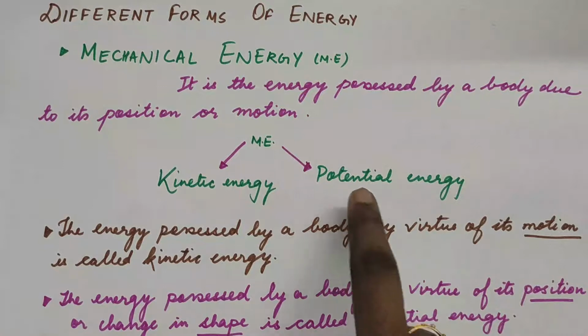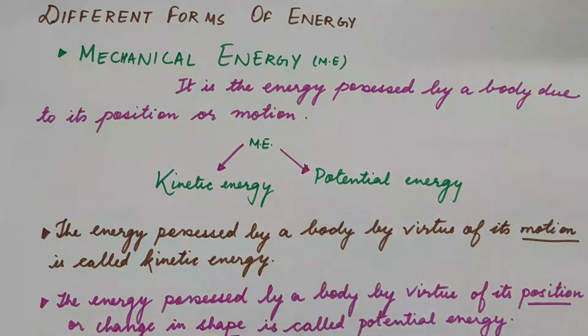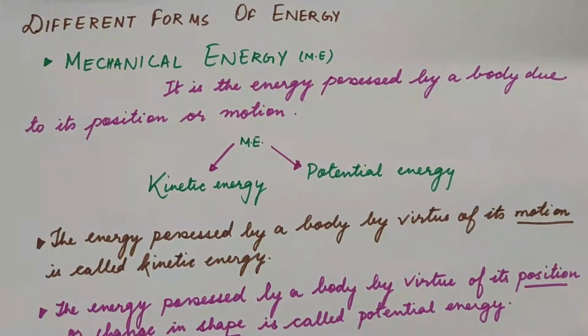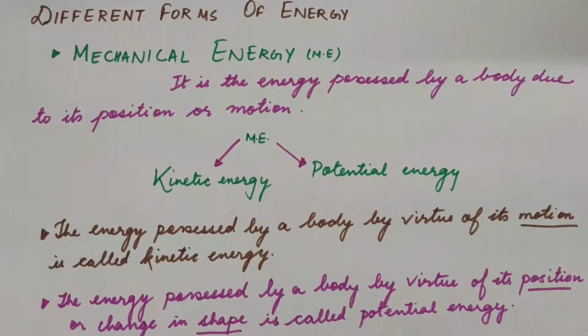And the other type of energy which I was telling you is potential energy, and this is the energy possessed by a body by virtue of its position or the change in shape. That kind of energy is potential energy, dear students. For example, suppose I am picking up a stone and raising it to a certain height. So that stone contains potential energy because I have raised it to a height.